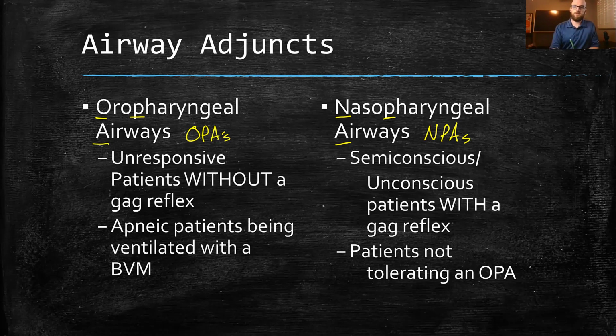that's naso, right? Naso is nose, oro was mouth. Pharyngeal is the pharynx, that's in the back of your throat. So an oropharyngeal is through the mouth to the back of the throat. Nasopharyngeal is through the nose to the back of your throat. So you're going to put that tube up through their nose, and then the tip of that is going to rest right back there at the base of the tongue.